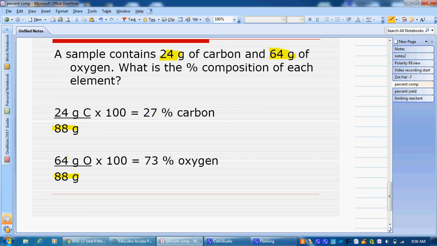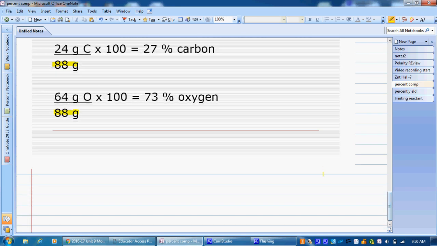And then 64 grams is for our oxygen. We divide those 2 numbers and we get 73% for oxygen. So those are 2 examples of how you can figure out your percent composition.